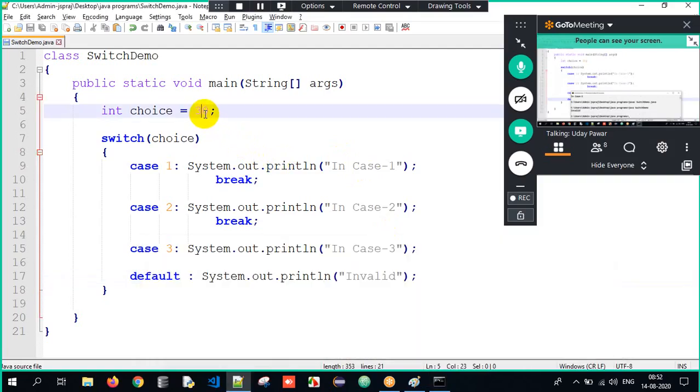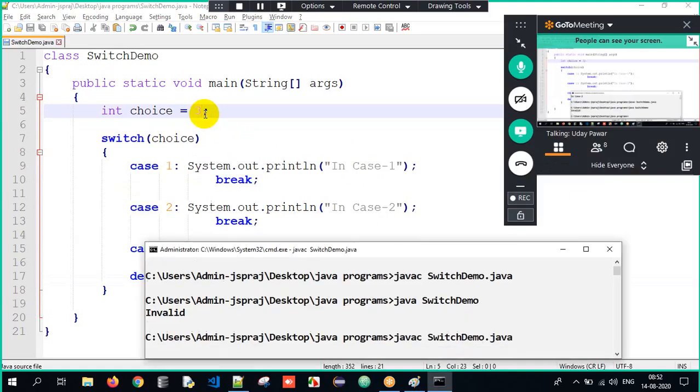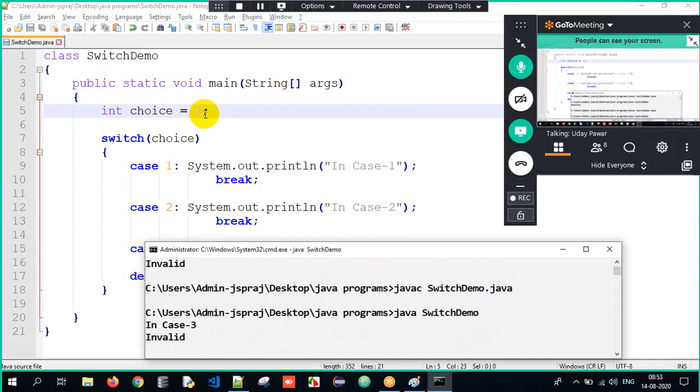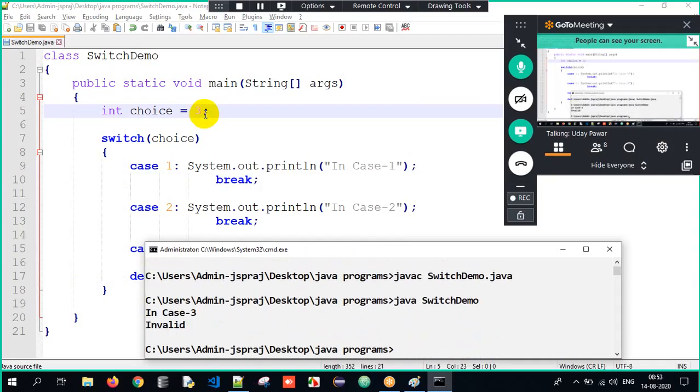But now, is it efficient? Not yet. Can you tell me what will be the output? I'm giving the choice as 3. Now when I execute it and interpret it, look at the output I'm getting. When I give the choice as 3, the output should be in case 3, but invalid is also getting executed.